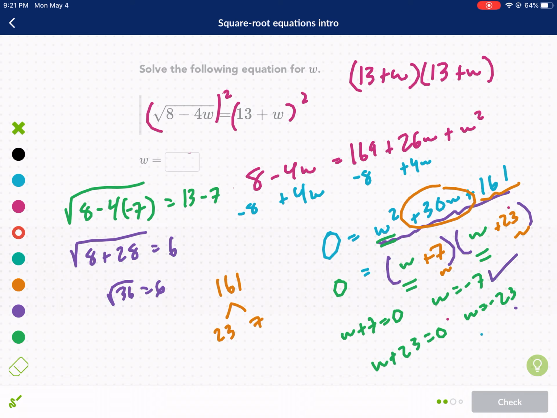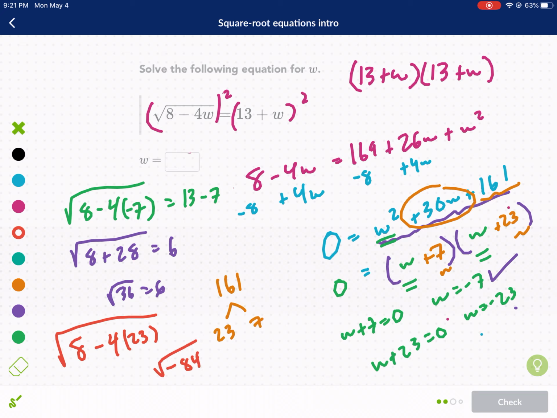Now we need to check, we'll do this in orange, negative 23. 8 minus 4 times negative 23. We'll take the square root of that. Okay, Houston, we have a problem. 4 times 23 is 92, and we do 8 minus 92, and we get, what is that? Sorry, negative 84. Negative 84.